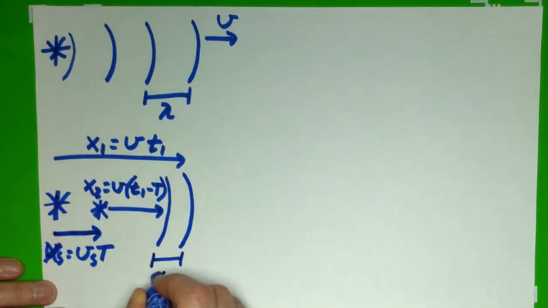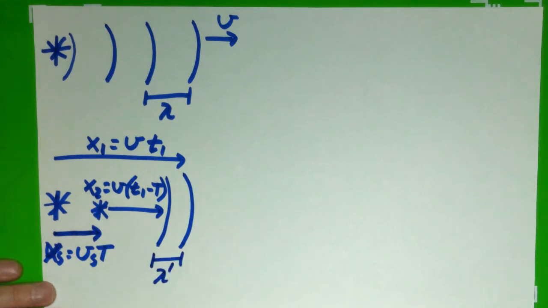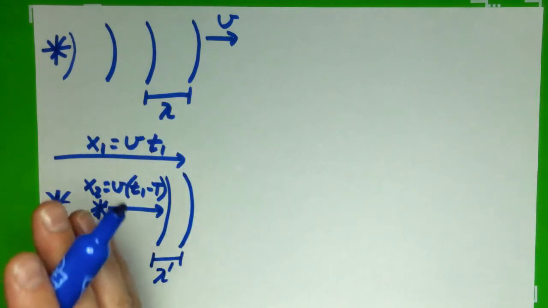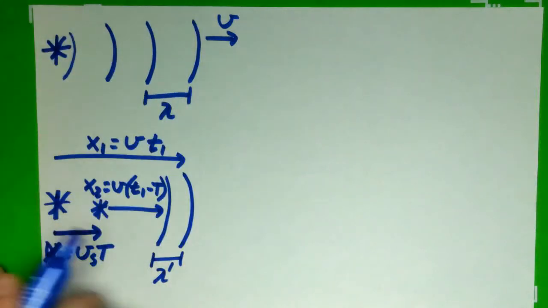What is this new perceived wavelength? I'm going to put that prime there to indicate this is a perceived wavelength, with unprime meaning that's the inherent wavelength in the medium for the unmoving source.